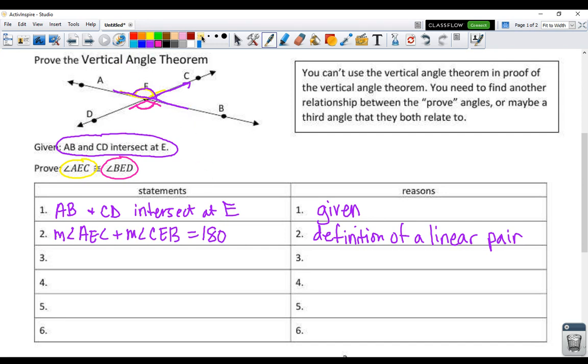Now looking at our other one, we're going to use the same type of idea: now we have D, E, and C. This is our straight line. So we're going to have these 2 angles that add up to 180. The measure of angle DEB, or BED, plus the measure of angle BEC also adds up to 180. For that same exact reason, these things make a linear pair. These are 2 adjacent angles that form a straight line. That is the definition of a linear pair.